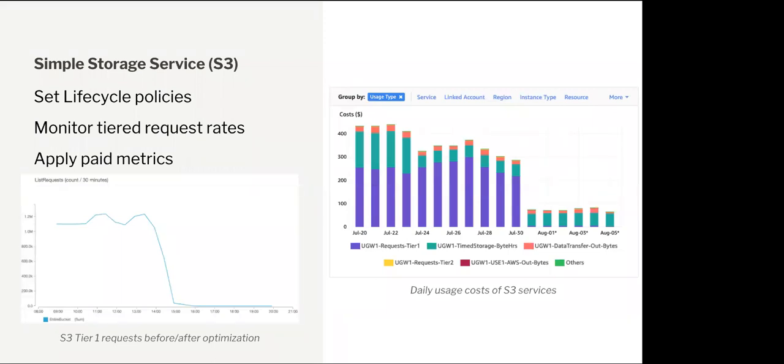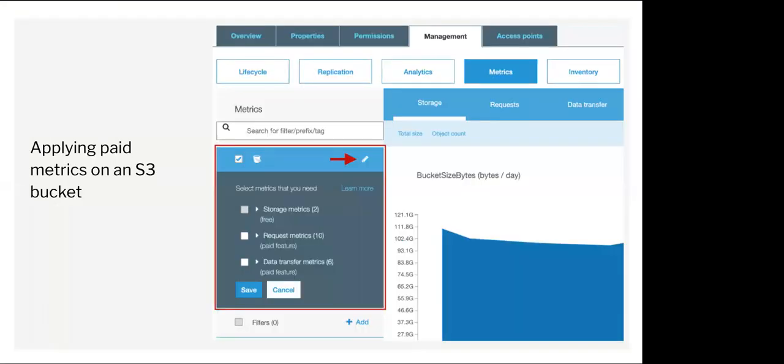Additional optimizations include reconfiguring apps to reduce the use of expensive tier 1 type requests with the help of one of our engineers, and then applying paid metrics to get more information. This is an example of how we enabled those paid metrics for our S3 buckets. It's not the most obvious setting in the console, so we wanted to call this out specifically since this configuration allowed us to identify our unusual usage.